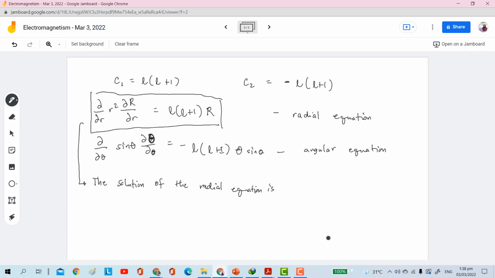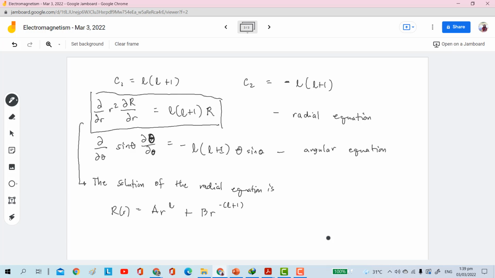So the function of r is equal to a multiplied by r raised to L plus b multiplied by r raised to the power of minus L plus 1. Okay, so this is the solution. I do not know if you have taken this in math. It is a second order differential equation, and the solution to this is of this form.